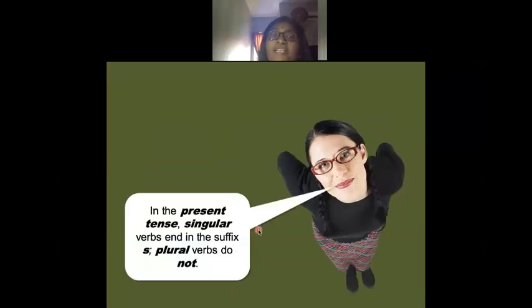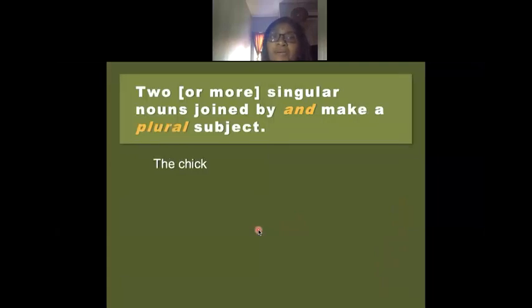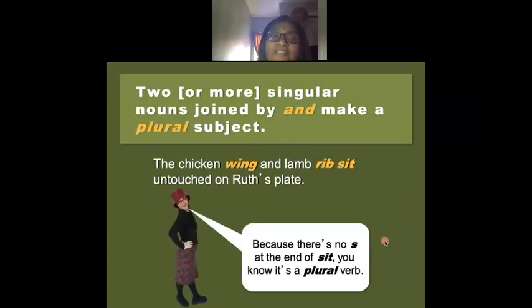In the present tense, a singular verb ends with a suffix s, and plural verbs do not end with an s. All right. So this is one example. Two or more singular nouns joined by and make a plural subject. That means, let's say if you have two subjects here. So what happens is that the chicken wing.